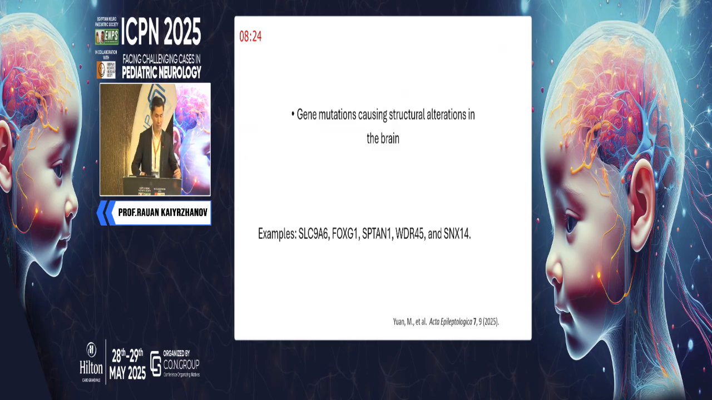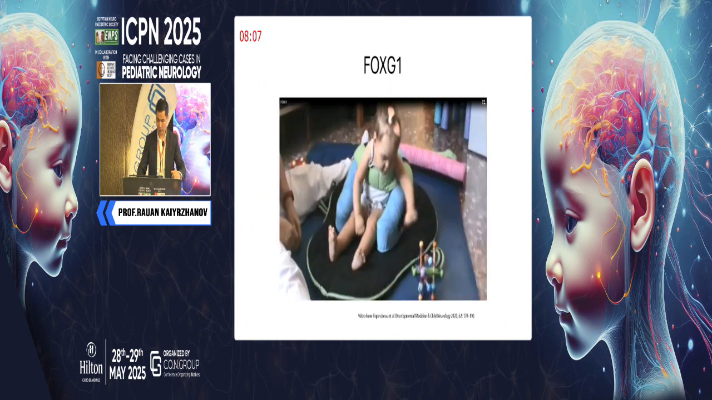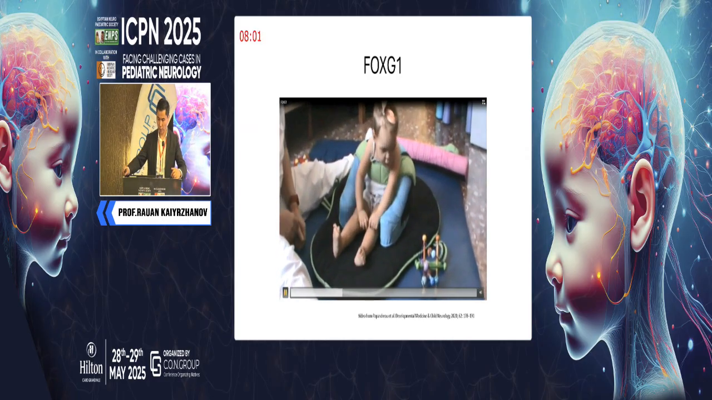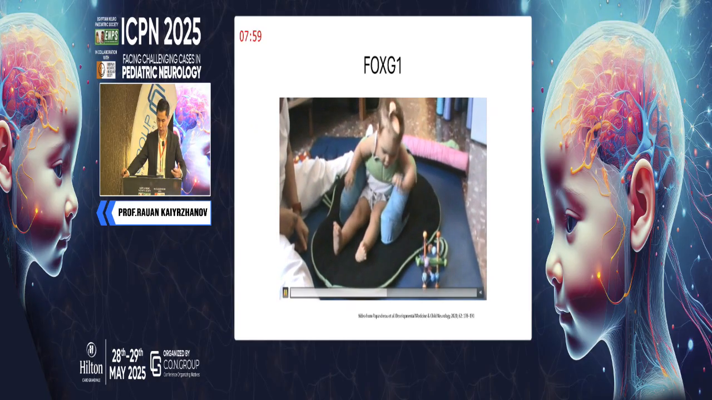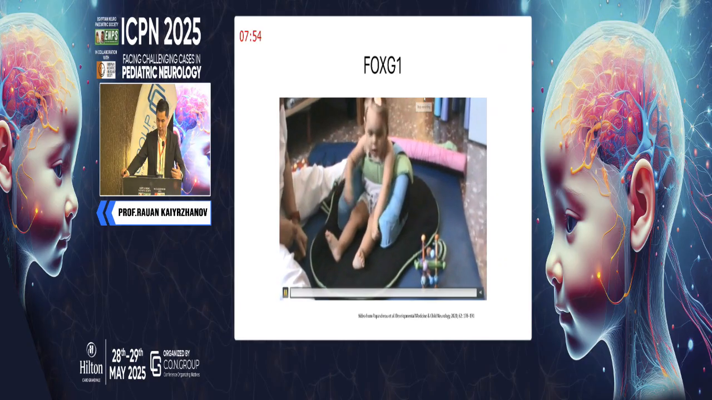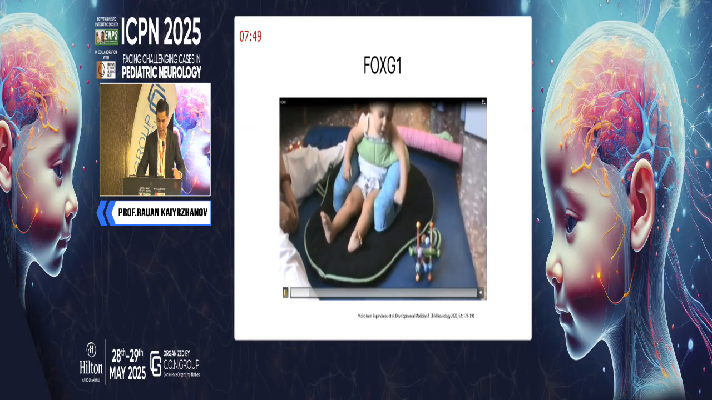And the third possible mechanism is gene mutations causing structural alterations in the brain. These structural alterations can form an abnormal epileptogenic network or can affect the function of the basal ganglia. There are several genes that could be associated with this, and one of the examples is FOXG1. In this patient, apart from epilepsy, she shows hypertonia, tongue protrusion, severe truncal hypertonia, and a lack of purposeful hand movements as well as dyskinetic hand movements.